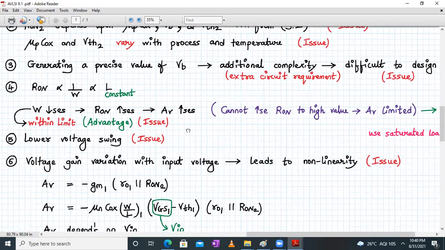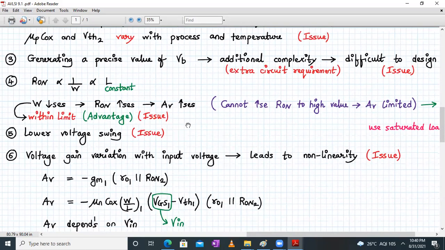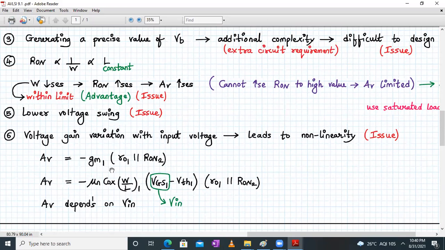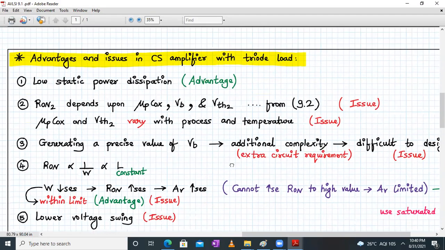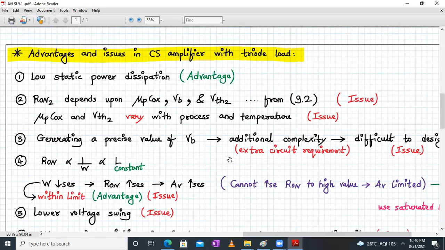Then the last one is the voltage gain variation with the input signal amplitude. So here also in the gain formula, we have GM1, and in GM1 we have VGS1, and VGS1 is nothing but V in. That means my voltage gain depends upon the input signal level, which will definitely lead to non-linearity, which is a problem. So these are the various advantages and problems faced in a common source amplifier with triode load. So have a look at it. I will keep it there for some time.